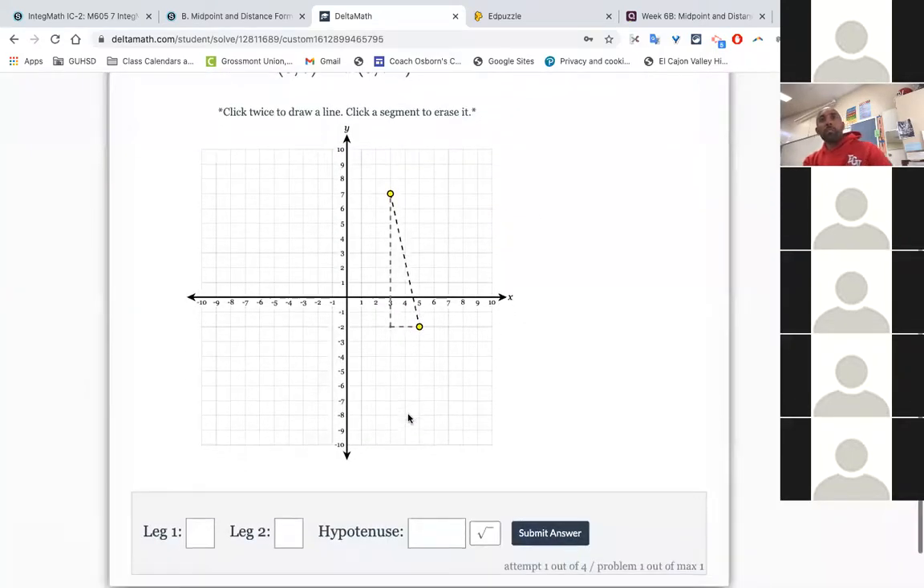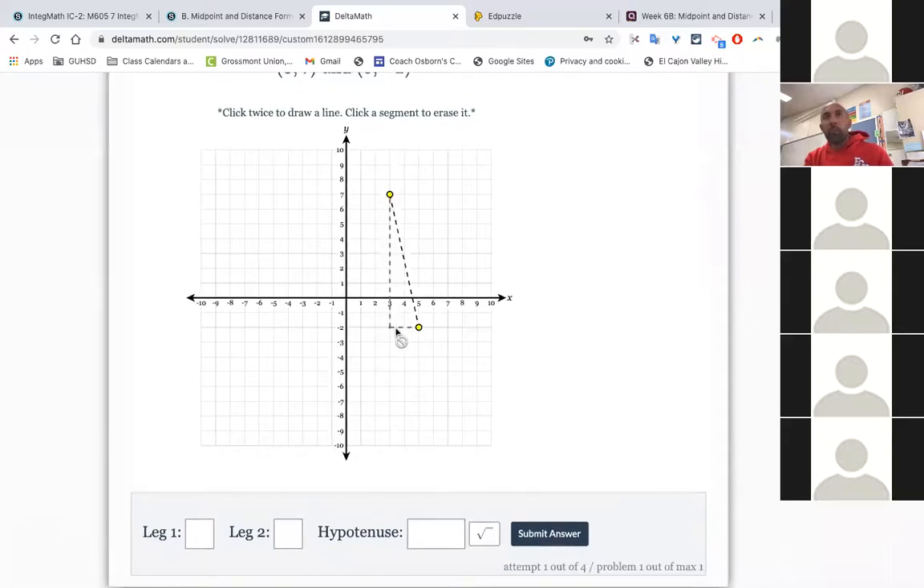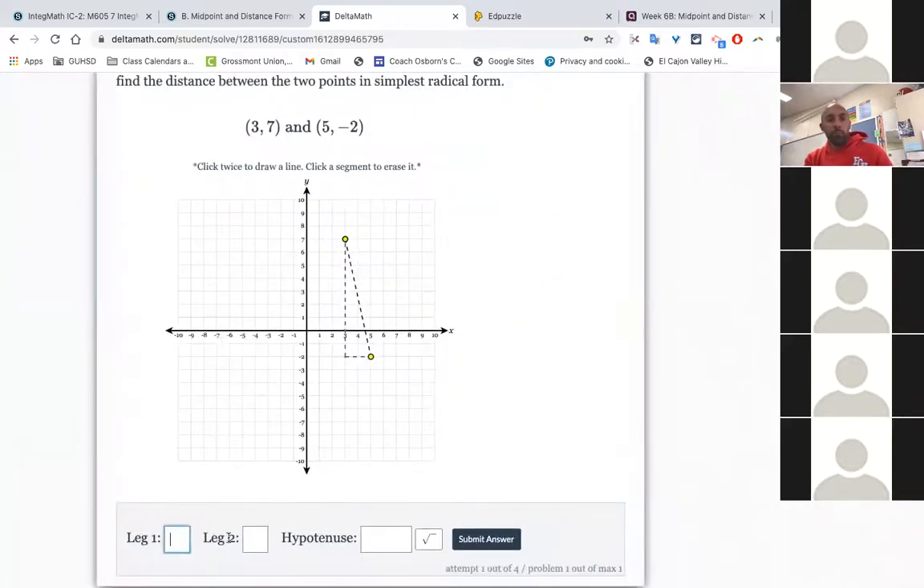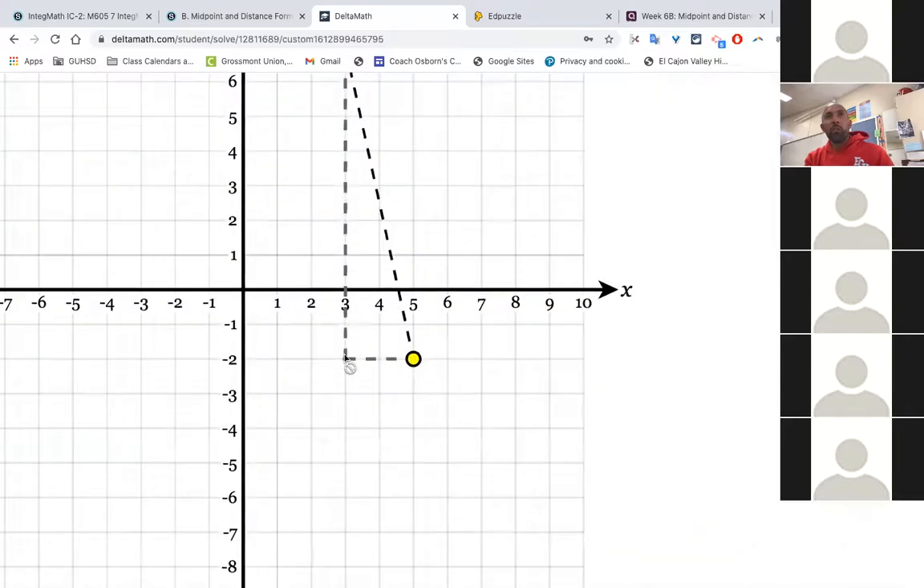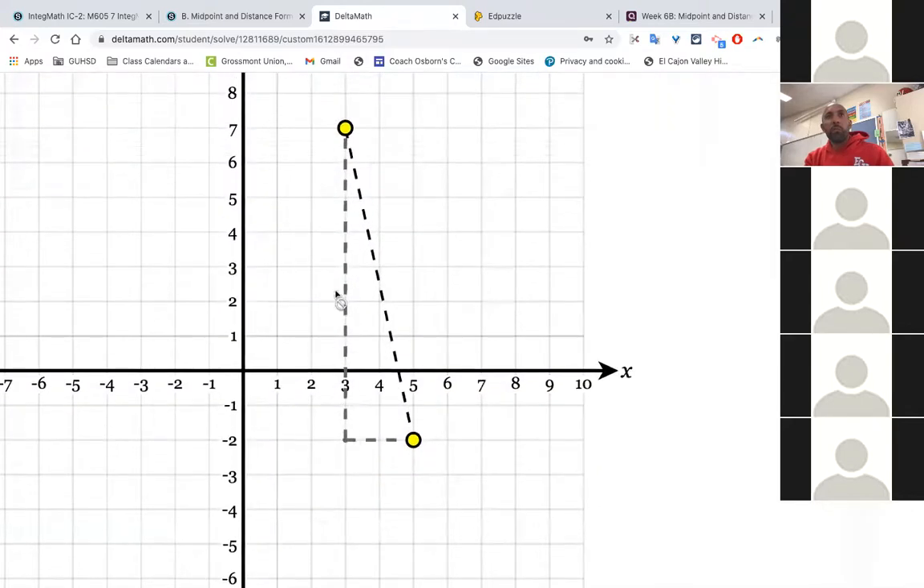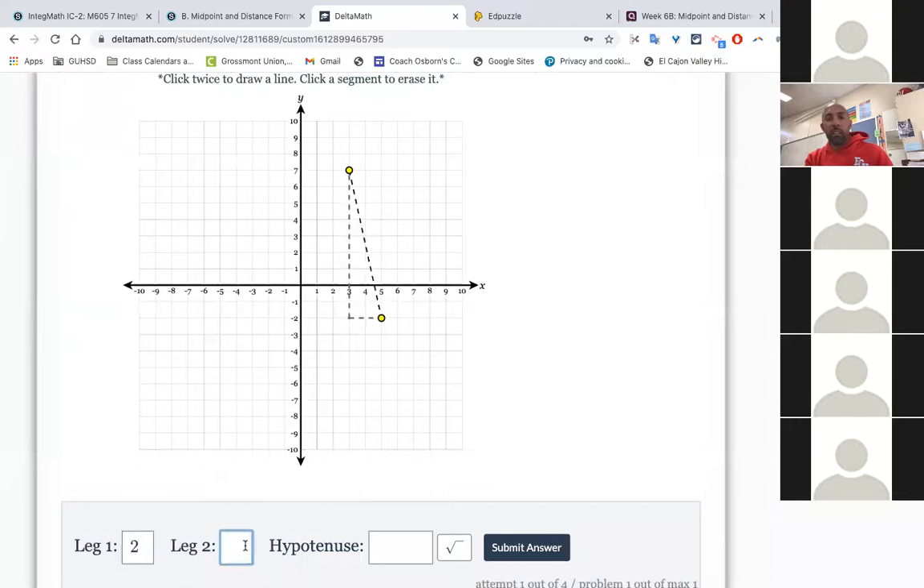All right, so now it's going to ask you how long is the leg 1. Well, leg 1, it doesn't matter which one leg 1 is. I'll just say the bottom. That's 2 units long. And then the leg 2 will be this one. So that goes from -2 up to 7. So that's 2 units plus 7 units. That's 9. So that's the second leg.